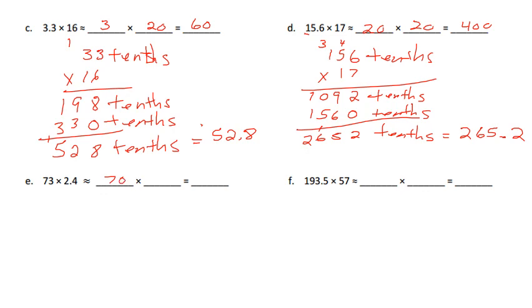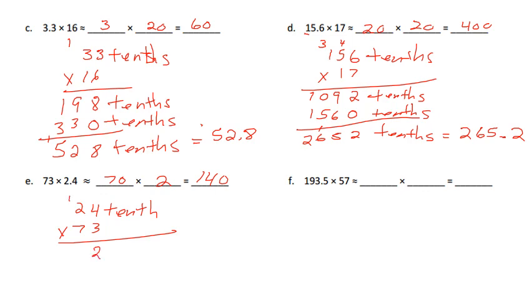Our next one, 73 is close to 70. 2.4 is close to 2. 2 times 7 is 14 and a 0, so it should be close to 140. So now I like keeping it on top, so I'm going to do 24 tenths times 73. You could do the other way. I just like keeping my unit form on top.